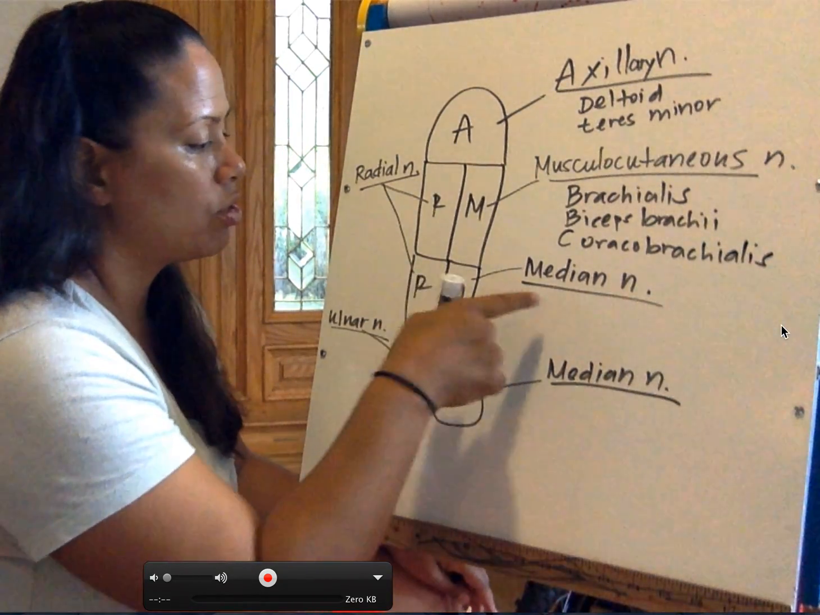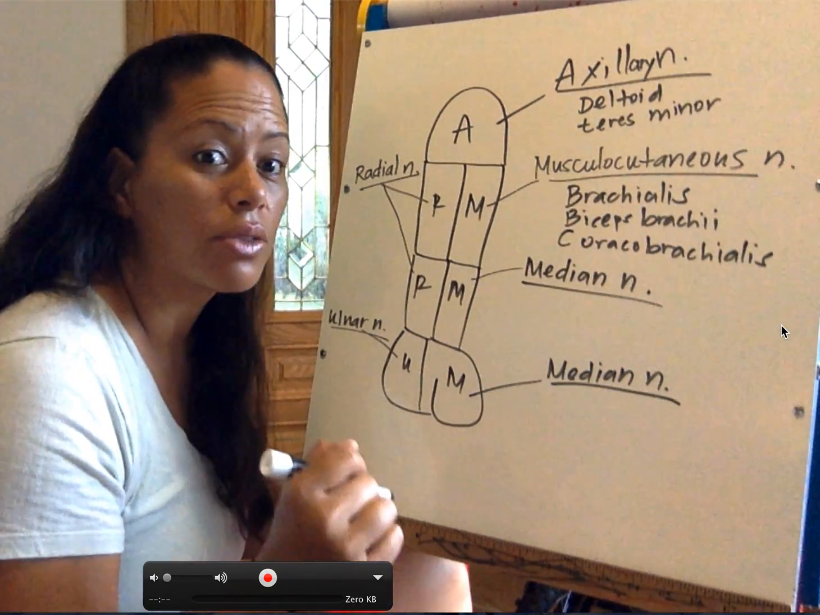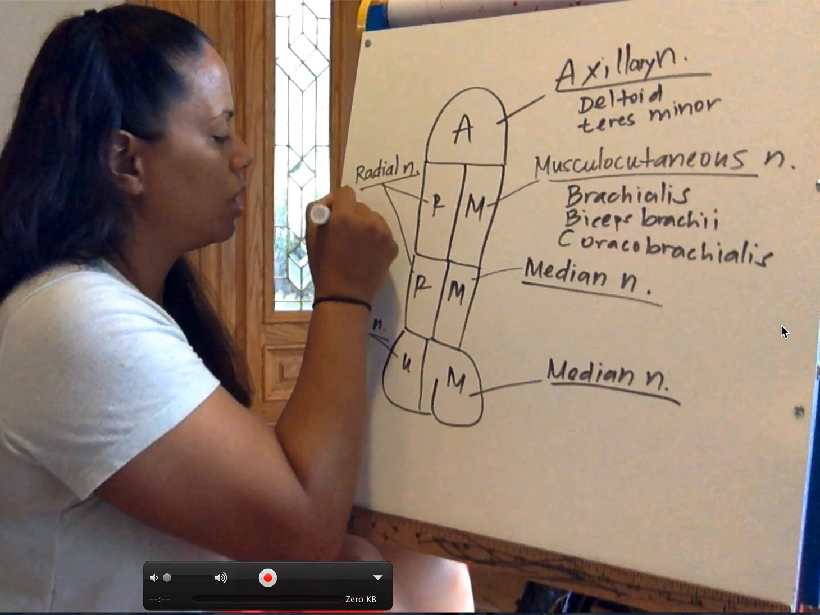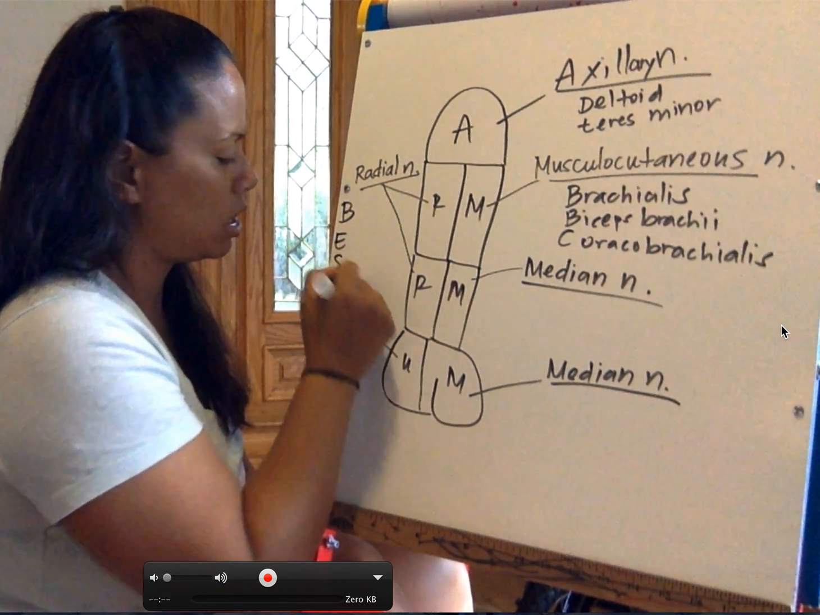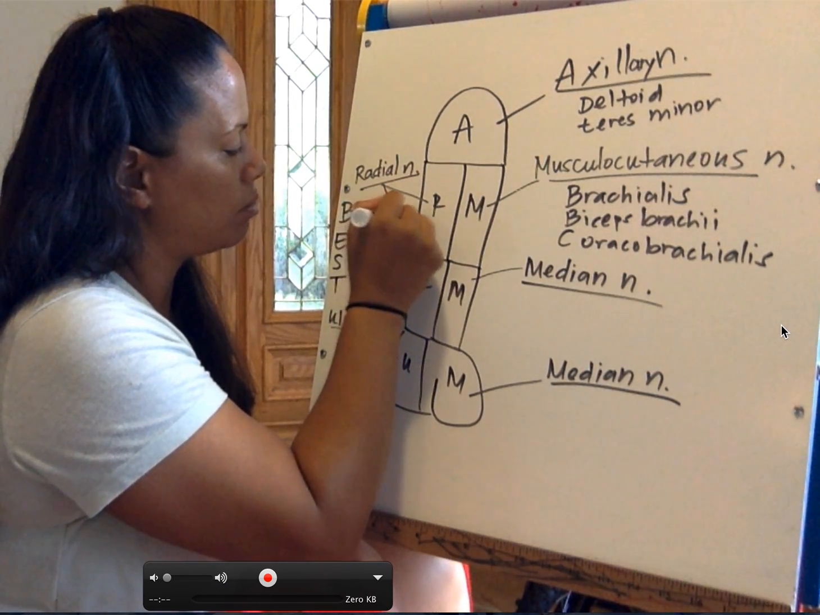So let's do radial second, because this one is easier. Radial tires are the best. So B, E, S, T. Brachioradialis.